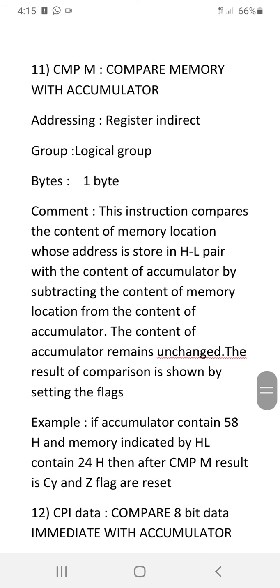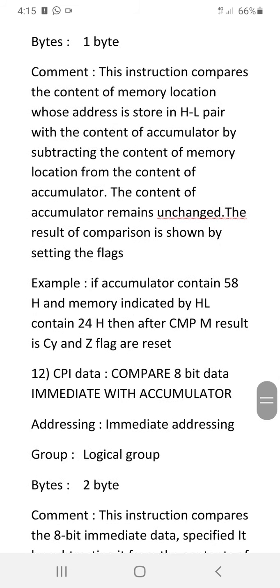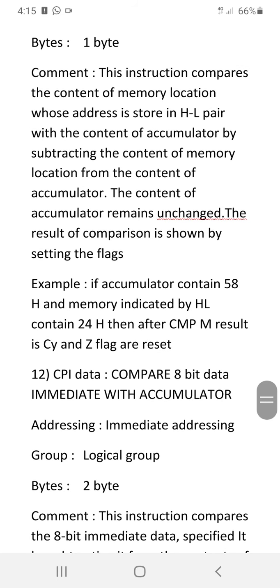Next, if data is in memory, then we use compare CMP M, compare memory with accumulator. Obviously, as memory is involved, it is a register indirect addressing mode instruction, 1 byte instruction, but having 2 machine cycles. This instruction compares the content of the memory location whose address is stored in the HL pair with the content of the accumulator. The method is the same, subtraction, and hence results are also shown in the carry and zero flags.